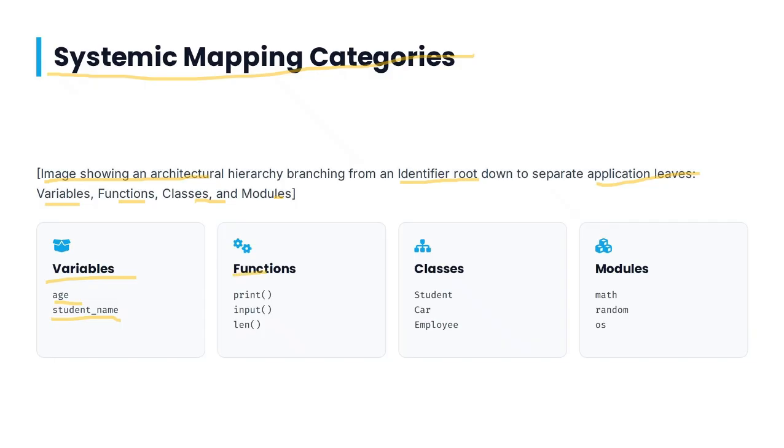Then come functions. Functions are a set of commands stored inside a particular name which we can use to perform certain tasks, like we use print to print something. Here input is a function used to take an input of something. Len is a function that gives the size of a string. Then come classes. Here Student, Card, Employees are examples of classes. We will learn more about classes and modules later.